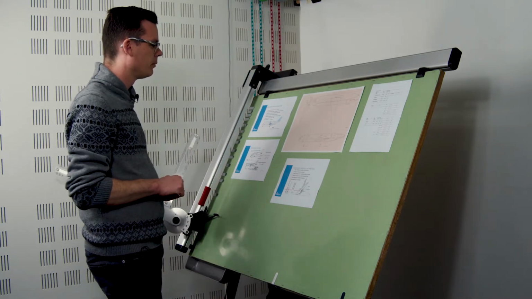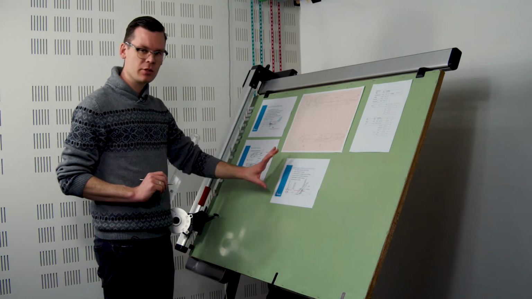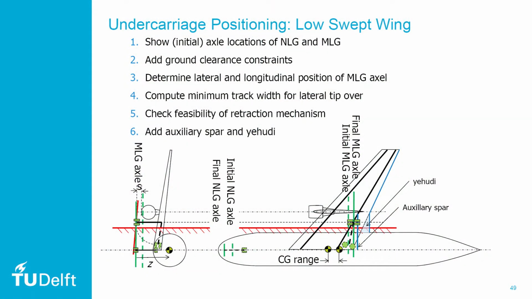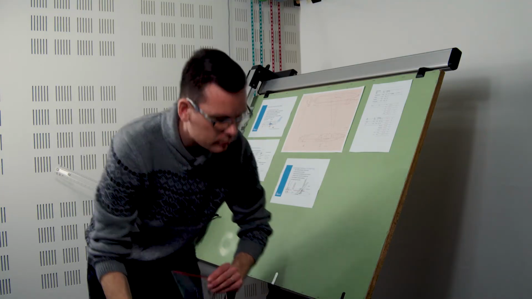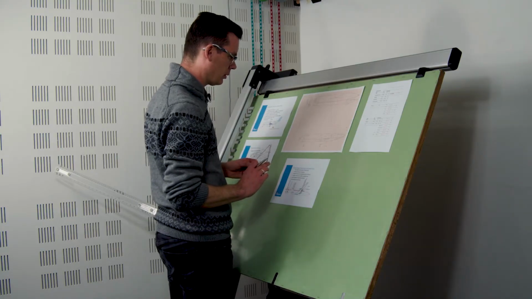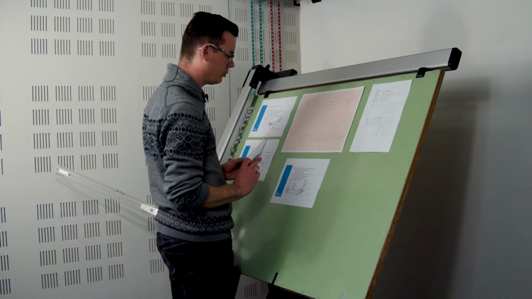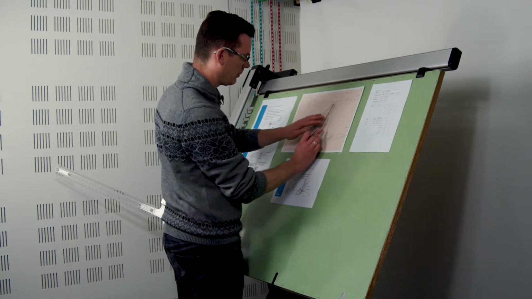First of all, we have this step-by-step process for the undercarriage position for a low swept wing. First thing we need to do is show the axle locations of the nose landing gear and main landing gear, and we can do that both in the top view and in the front view. So let's see what is most convenient to do first. Let's maybe first do the top view, because then I can copy these things in there.